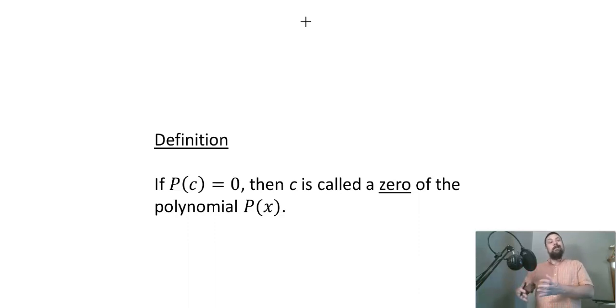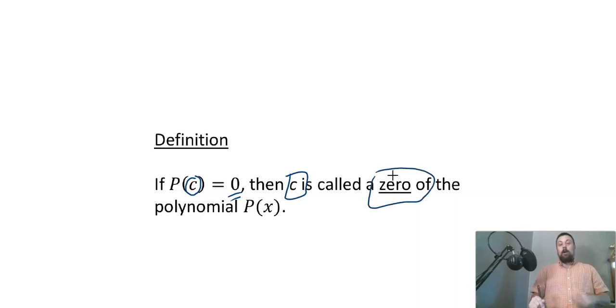Now, before we can tell you the next theorem, we have to define a term here. It's kind of a weird label that we give numbers, but if p of c is equal to 0, then c is called a 0 of the polynomial p of x. So remember, c is a number. And if plugging that number into the polynomial makes it equal 0, then we call that number a 0 of the polynomial. I'm not saying c is equal to 0. I'm just giving it this label of 0 because of what it does when it's plugged into that polynomial.